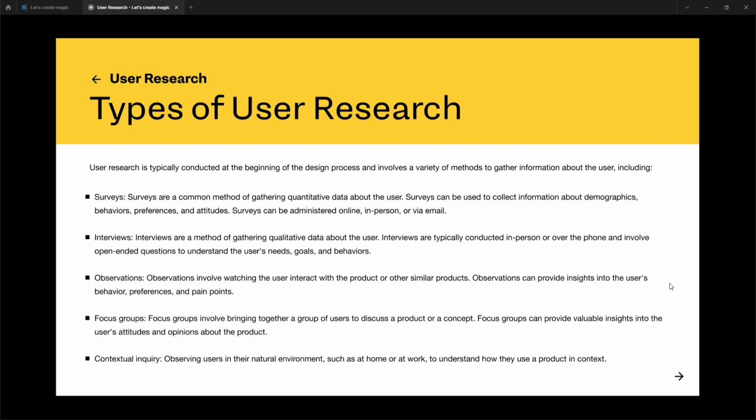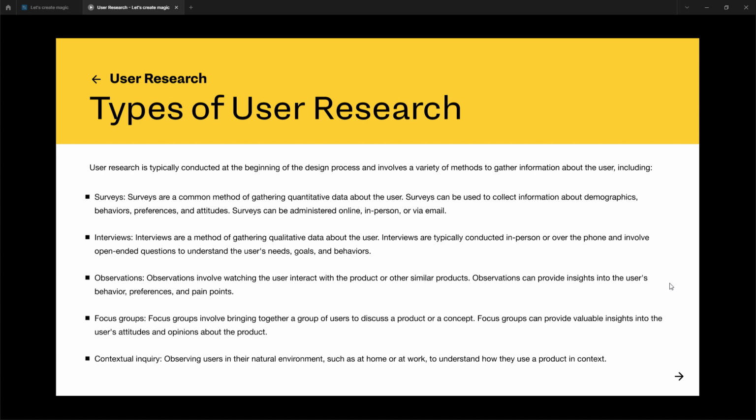So some of these ways of gathering information about the user include: one, surveys. This is the one that is mostly done by a whole lot of designers, a whole lot. All right, so surveys are a common method of gathering quantitative data about the user. Surveys can be used to collect information about demographics, behaviors, preferences, and attitudes. Surveys can be administered online, in person, or via emails.